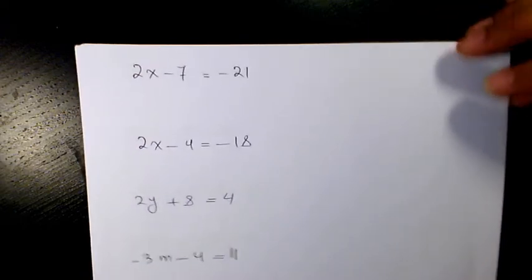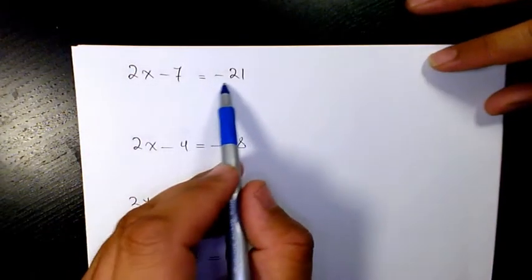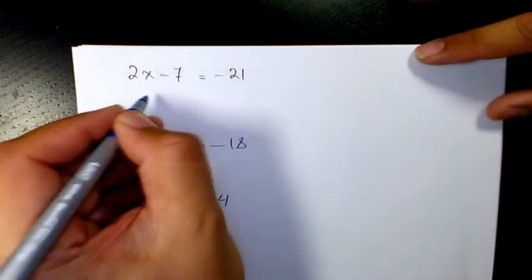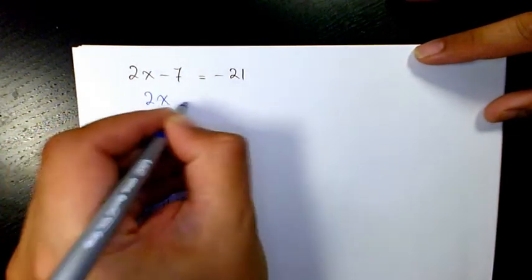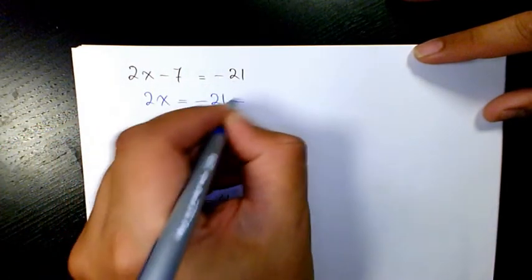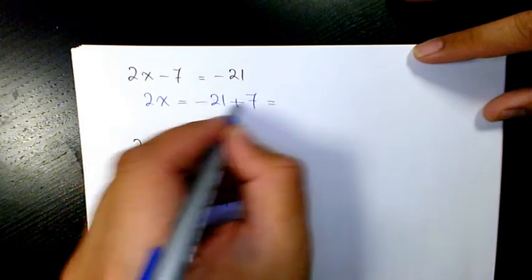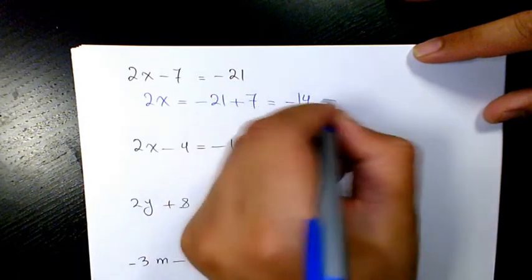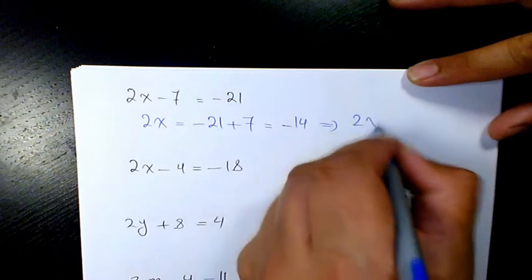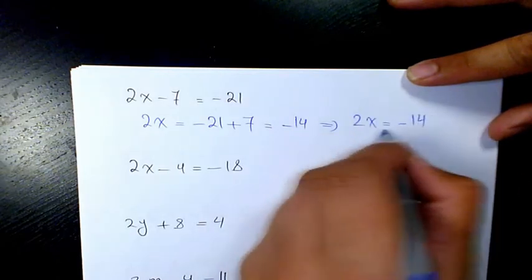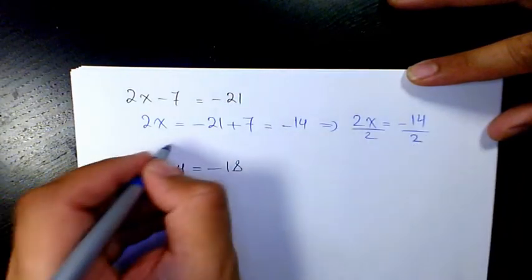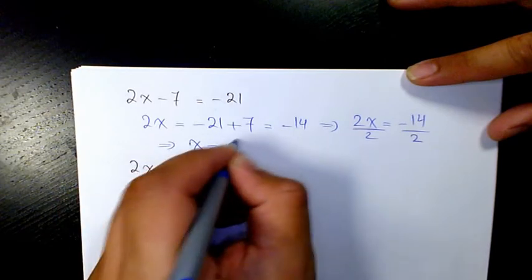Next one. 2x minus 7 equals negative 21. So we have 2x equals negative 21 plus 7. Negative 21 plus 7 is going to be negative 14. So 2x equals negative 14, divided by 2. So x will be equal to negative 7.